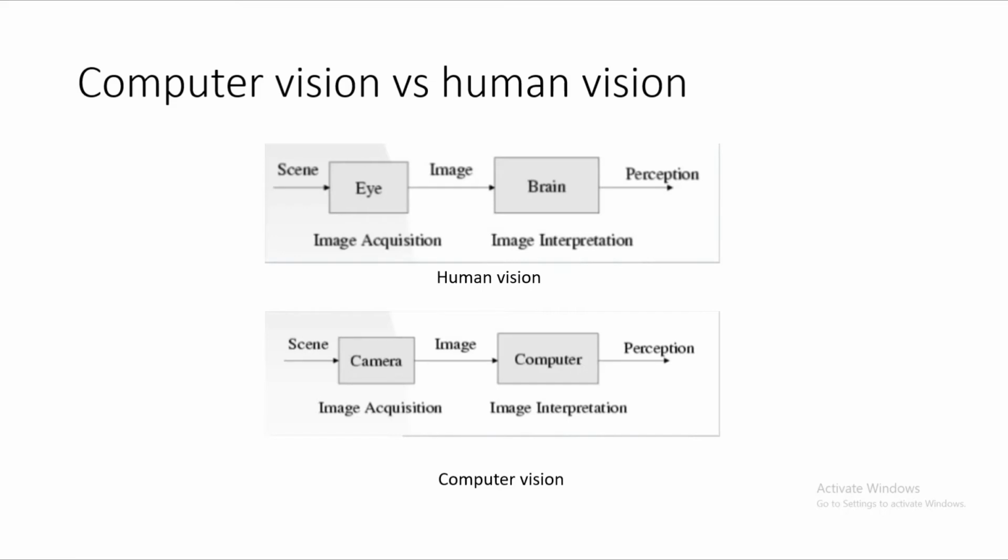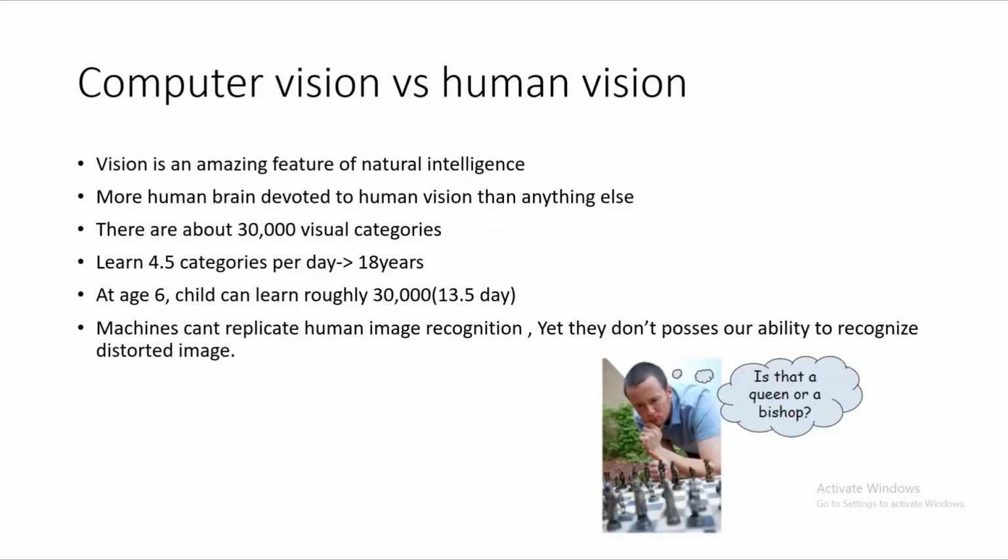Human vision is an amazing feature of natural intelligence, and we can say that more of the human brain is devoted to human vision than anything else. There are about 30,000 visual categories, and if we learn about 4.4 categories per day, it takes 18 years. In the case of humans, at the age of 6, a child can learn roughly 30,000 categories, that is 13.5 categories per day.